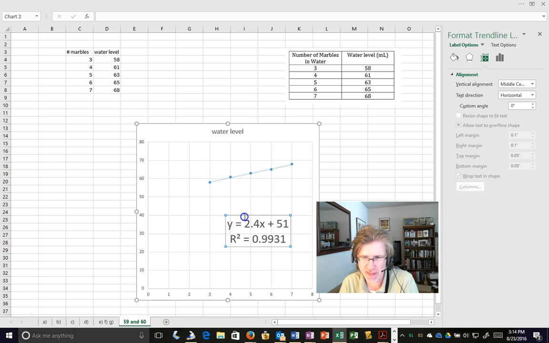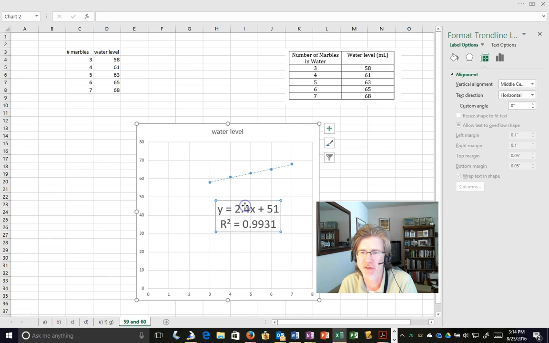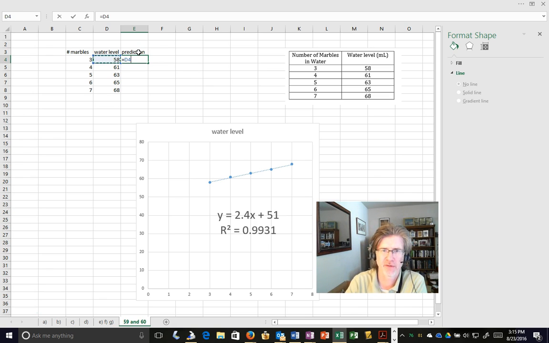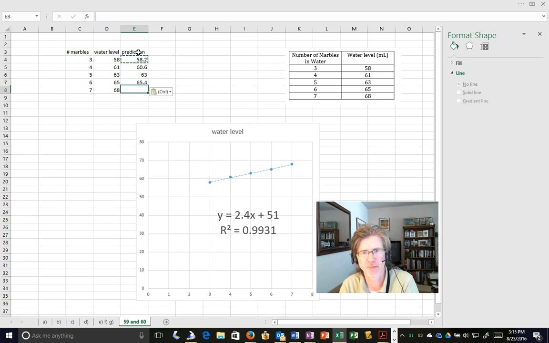So if you have this answer, that means you did it in Excel. Nice work. If you did it by hand, something like what I said, that's good too. This would probably be the best answer, 2.4x plus 51. And what that means is when you go here, this is our prediction. So if you go that times 2.4 plus 51, you should get 58. And if you do that for all the points, you can see how far off we are. So we're a little low.